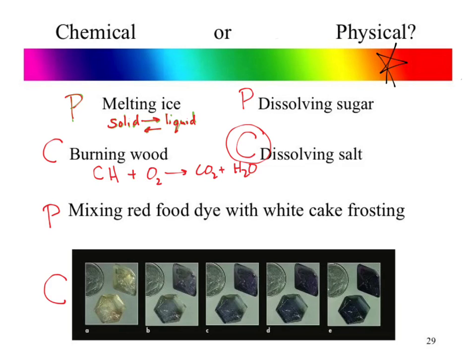Melting ice sits pretty squarely on the physical side. Dissolving sugar sits pretty squarely on the physical side. Burning wood sits pretty squarely on the chemical side. Dissolving salt is pretty much dead in the middle. Okay? So how do you qualify it? Well, it depends what you're looking at for that individual process and what you know about what is happening.